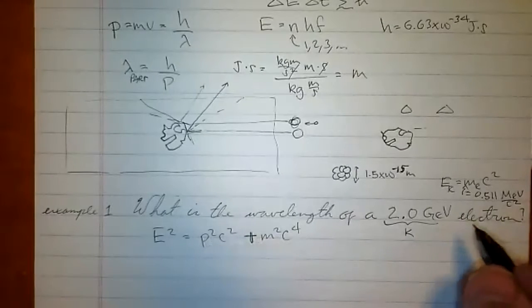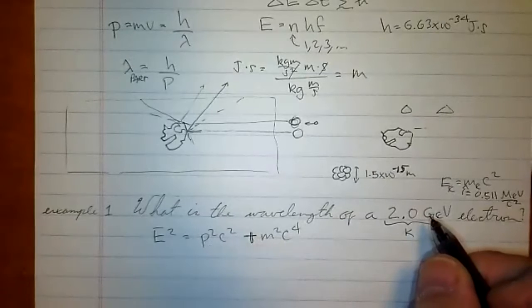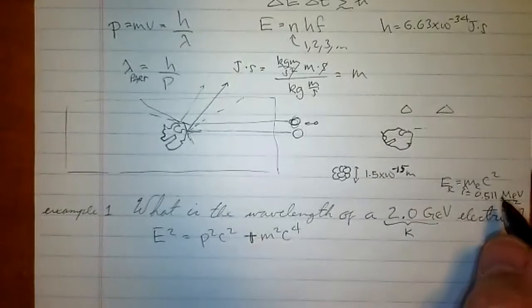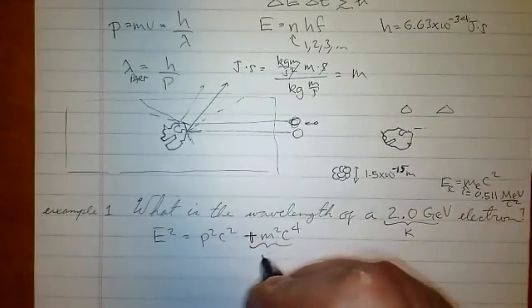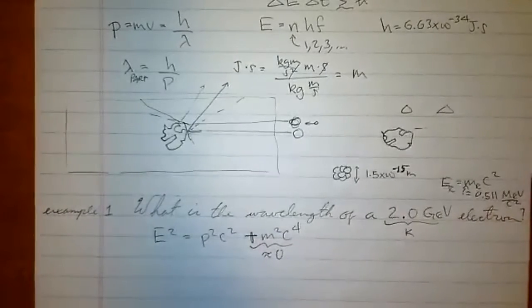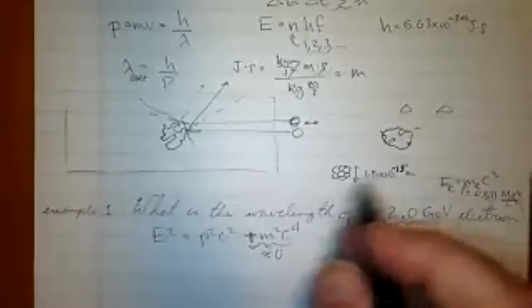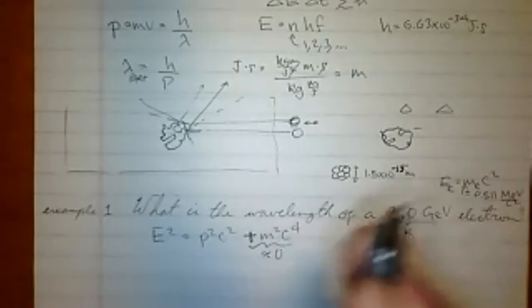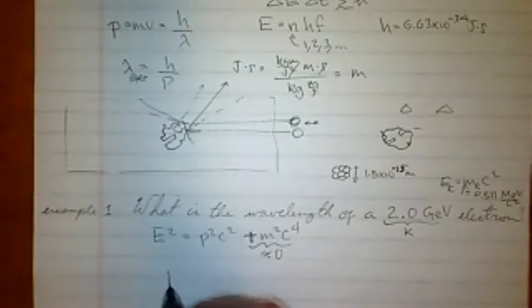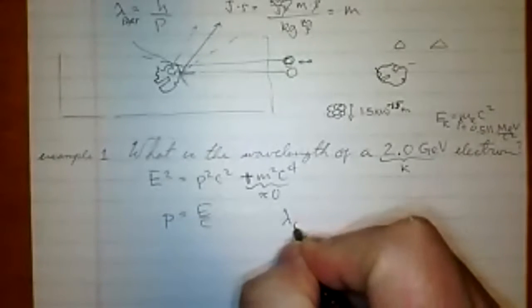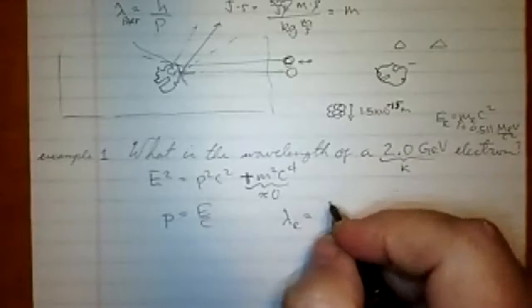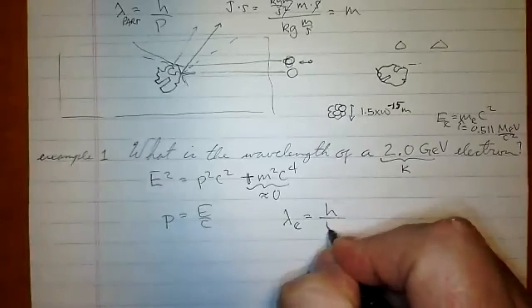Since that part is 2.0 GeV, which is 10 to the 9th, and this is less than 1 times 10 to the 6th, you can see that the quantity right here is approximately equal to 0, which is nice because that means we're using relativity, but we don't even have to take into account the mass because it's not going to matter that much, right? So when I solve that for P, I end up getting P is equal to E over c. Now I use de Broglie's equation and say that lambda for the electron is equal to h over P, and P is E over c.